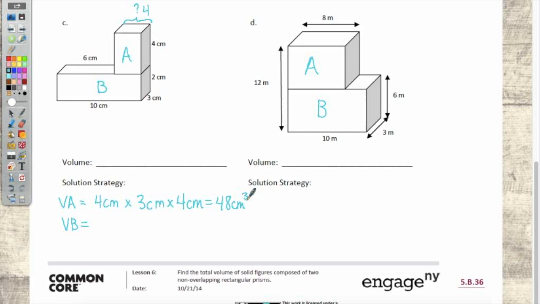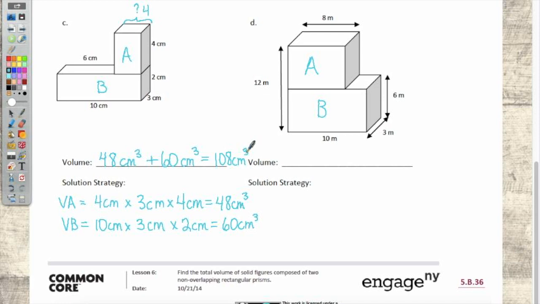Okay, volume of B. So B is just right here. We've got 10 times 3 times 2, which equals 30 times 2, 60 centimeters cubed. So to figure out the volume of both rectangular prisms, I will add 48 cubic centimeters plus 60 cubic centimeters equals 108 cubic centimeters.